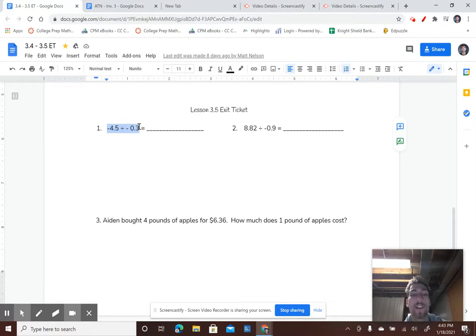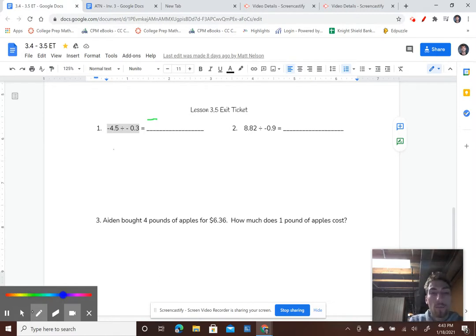We have a negative divided by a negative, so the first thing it's telling me about my problem is that I'm going to have a positive answer. And now we can go ahead and actually do the long division and kind of forget about the decimal place for a moment. So my 0.3 is going to be on the outside, and my 4.5 is going to be on the inside. So my 4.5 is going to be my dividend, is what we'd call it, and my 0.3 is going to be my divisor.